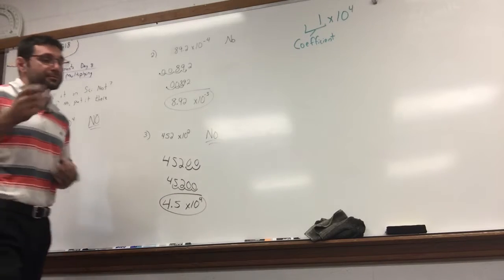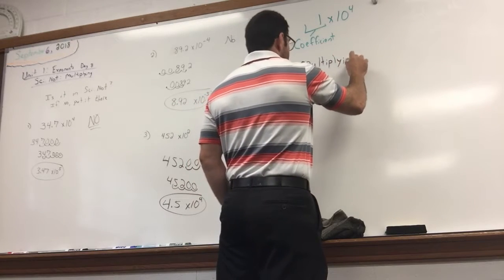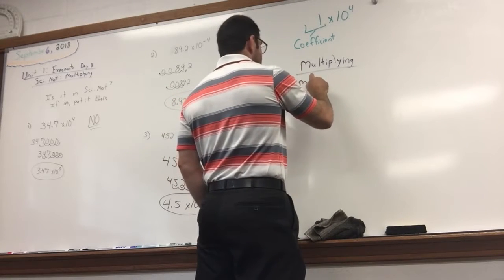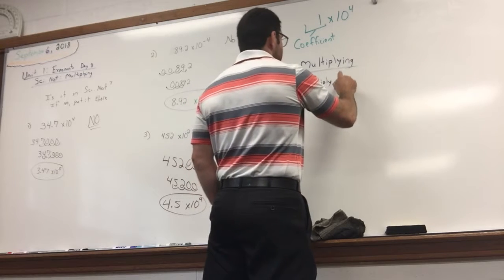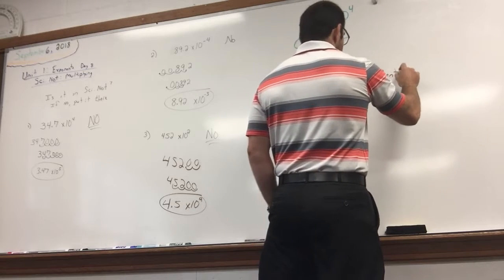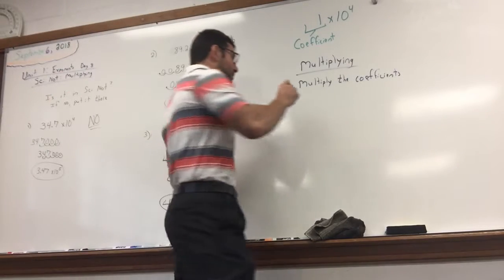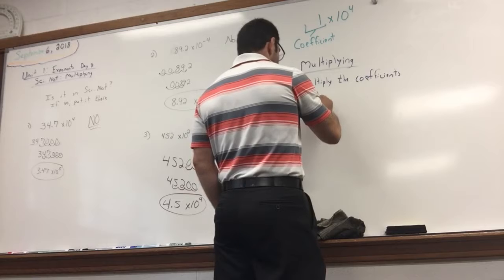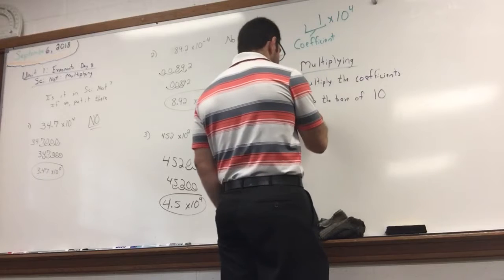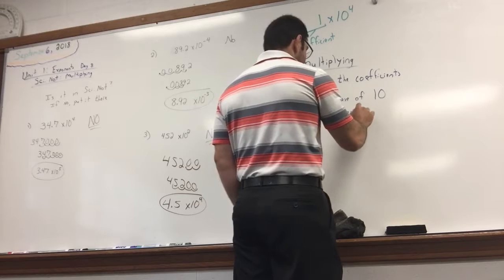When we multiply, multiply the coefficients. So that's one step. We're going to multiply the coefficients. The second thing we're going to do, keep the base of 10 and add the exponents.